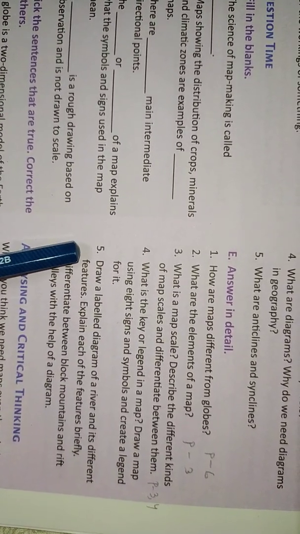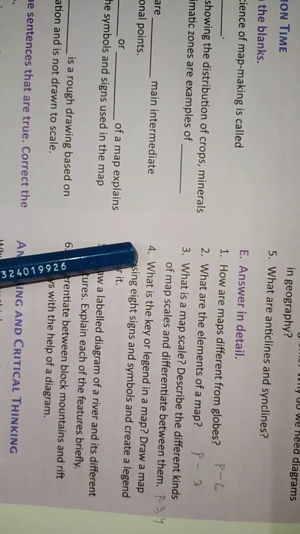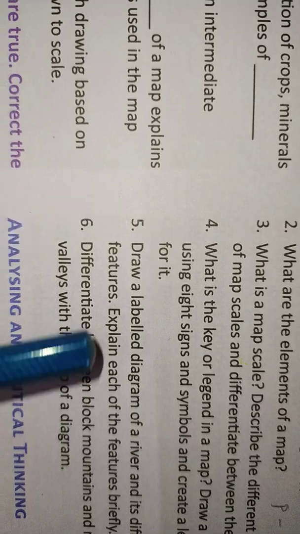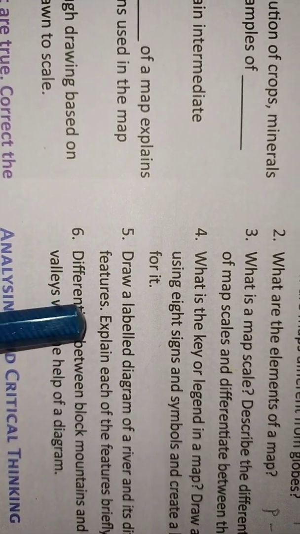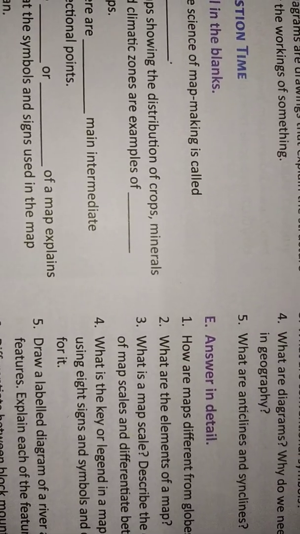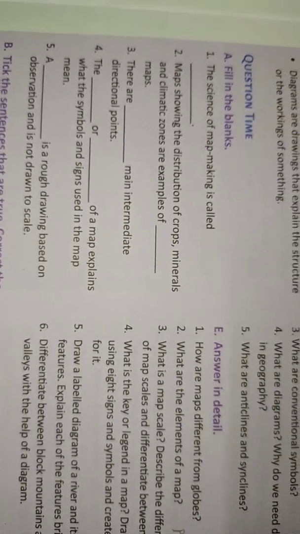Now question number 5. Question number 4, it will not be necessary. Question number 5, draw a labelled diagram of a river and its different features. Explain any two features briefly.